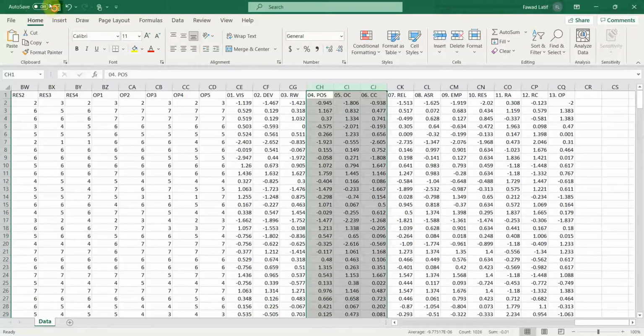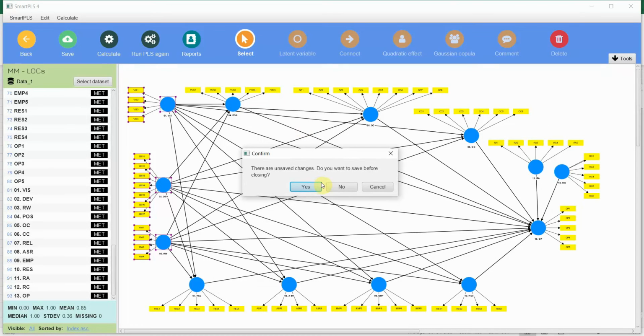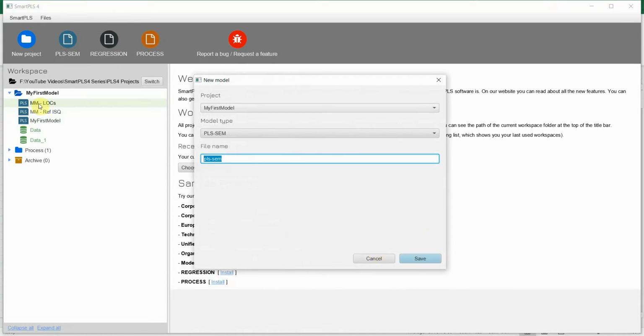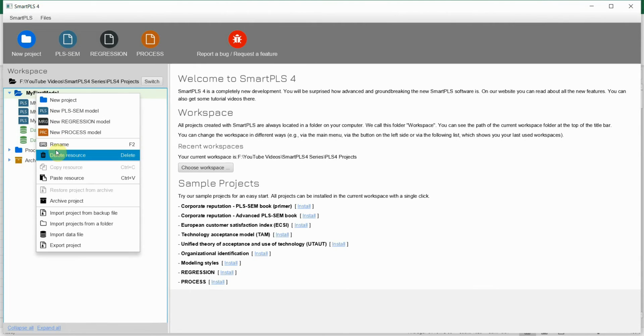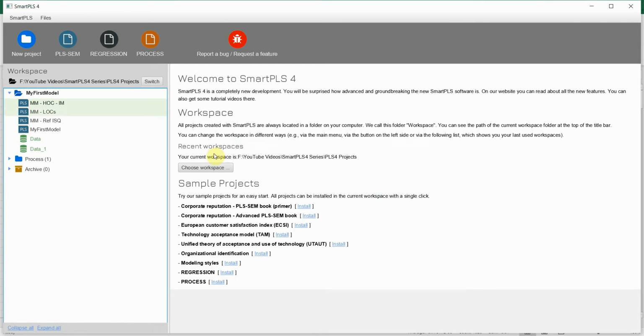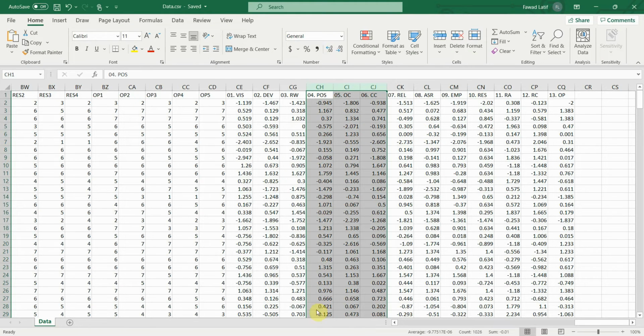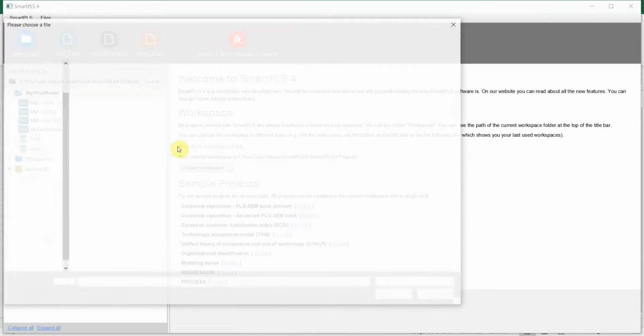Once you've got these scores, save it and go back. Let's save it. Let's copy it. Let's duplicate this one: copy resource, and right click, paste resource. That is your measurement model for the higher order construct, that is internal marketing. Just press save. I've already imported that file, but you need to re-import this file after adding these latent variable scores. How to do this? Right click, import data file.